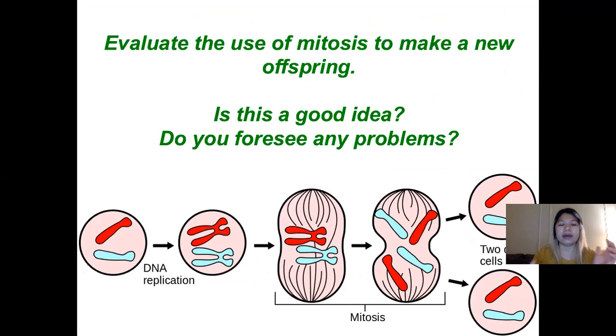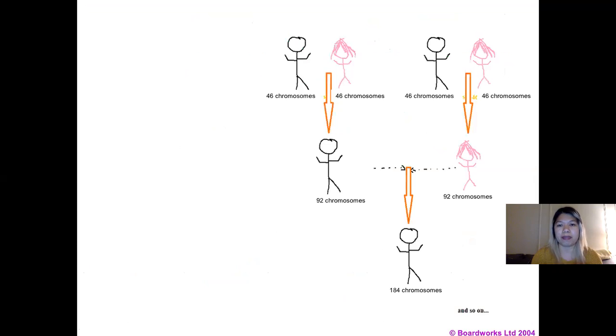Now I want you to evaluate the use of mitosis to make a new offspring, so basically making gamete sex cells. Would mitosis be a good idea to create gametes? Well, let's take a look. Let's say your father in his sperm gives you 46 chromosomes instead of 23, and your mother does the same thing, 46 instead of 23. The zygote would have 92 chromosomes.